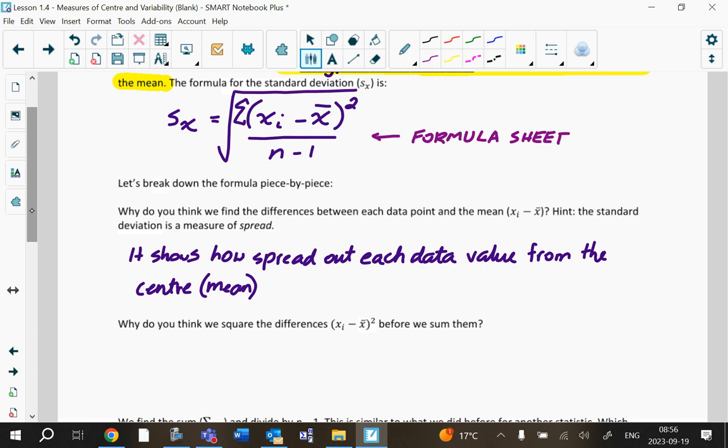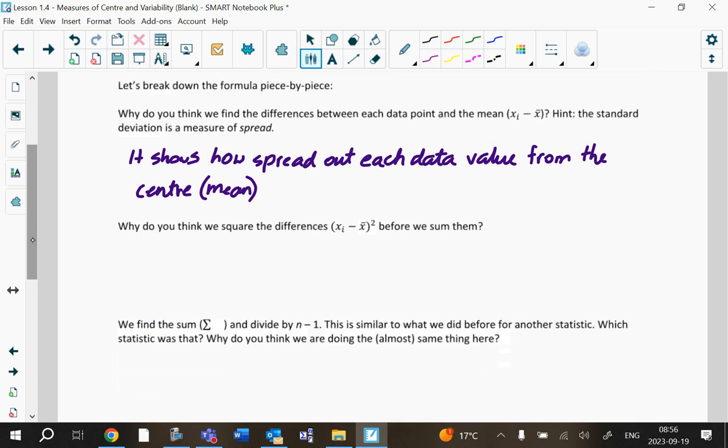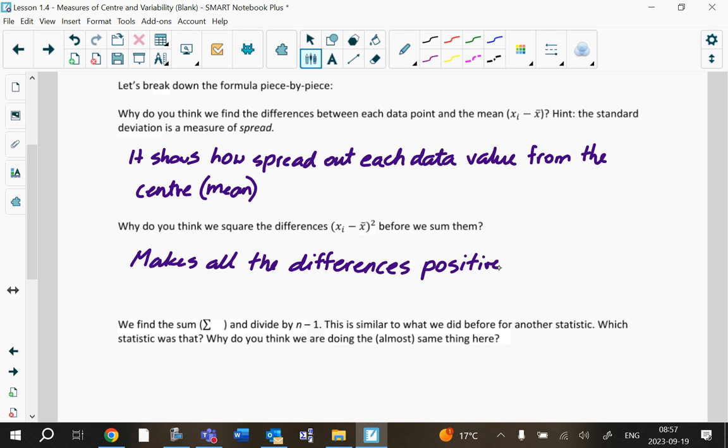Which is why I square it. Okay? Because squaring makes everything positive. It makes all the differences positive. This way, the negatives don't cancel the positives to 0.